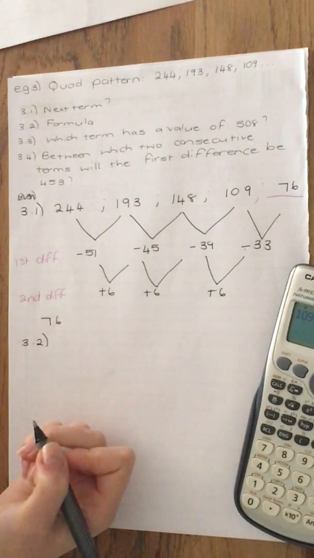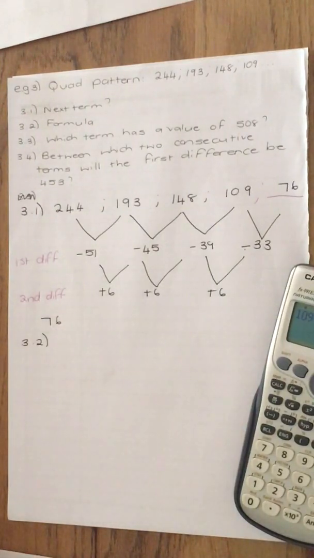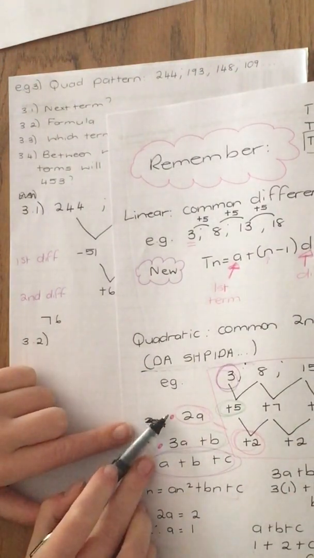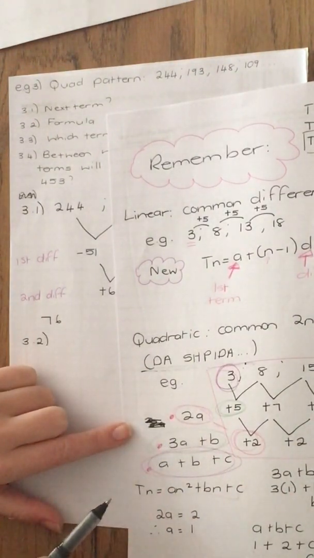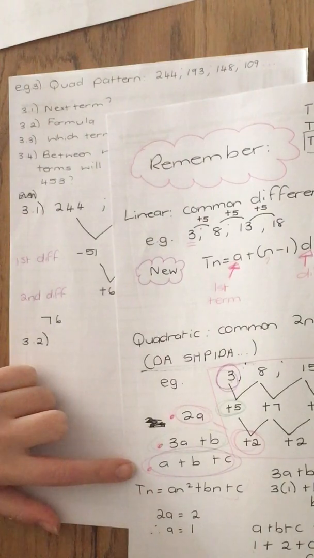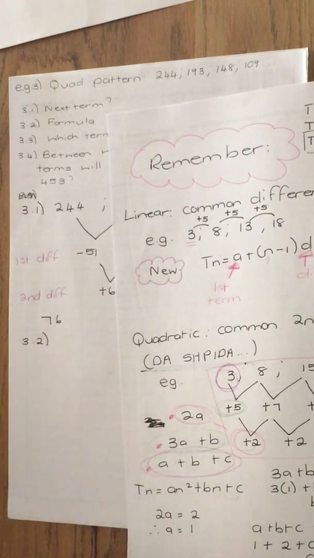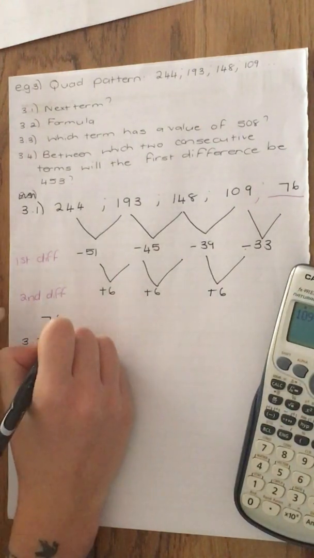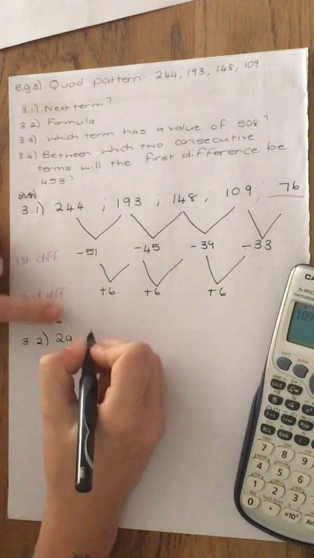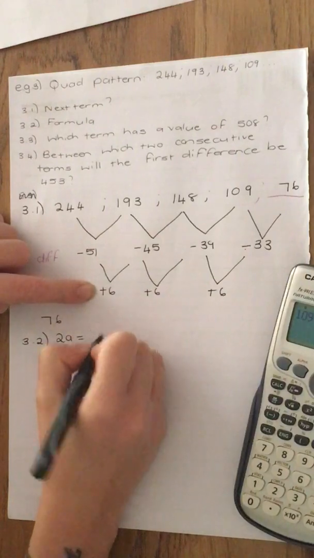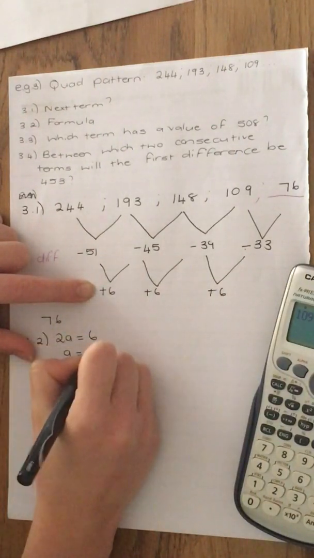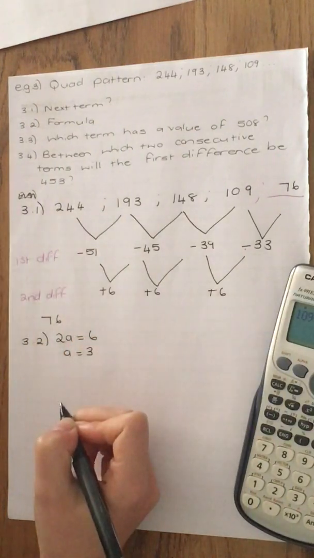3.2, calculate the formula. Now the formula, you are going to need your 3 other formulas. Remember 2a, 3a plus b, a plus b plus c, and this Tn formula. And you need to know them out of your head because they will not be in the exam papers. Okay, so our first one is always 2a. So remember, you let 2a equal your second difference, which is 6. So a is equal to 6 divided by 2, which is 3.